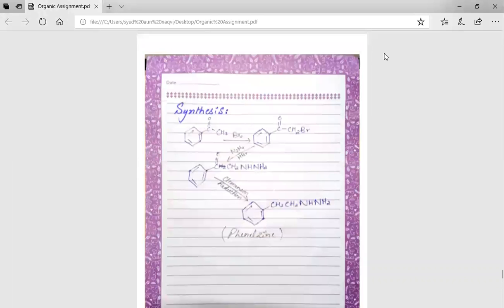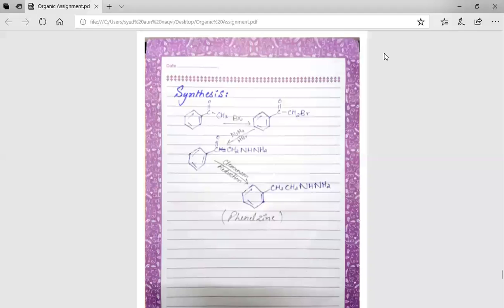The synthesis using route two: when we treat acetophenone with bromine, we have 2-bromo-1-phenylethanone. Upon addition of hydrazine in the presence of HBr as a catalyst, we have the product 2-hydrazine-1-phenylethanone, because hydrazine is attached to carbon two, upon Clemmensen reduction.